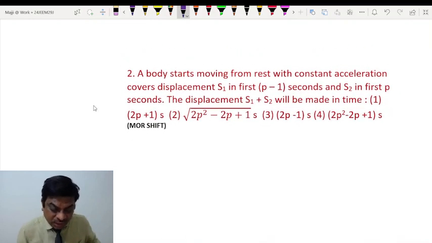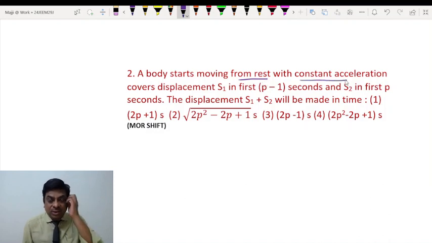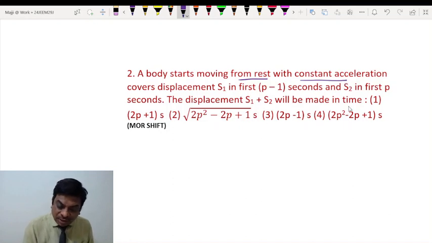Question number 2. A body starts moving from rest with constant acceleration, covers displacement S1 in first P minus 1 seconds and S2 in first P seconds. The displacement in the Pth second will be what? So things to be noted is it is starting from rest, students, and it has constant acceleration. So we are permitted to use equations of motion, namely V equal to U plus AT or S equal to UT plus half AT square, etc. So we have to find the displacement.